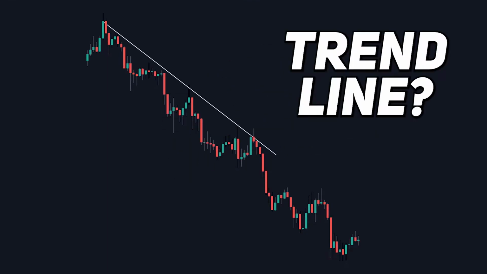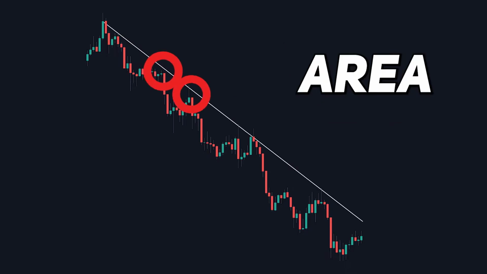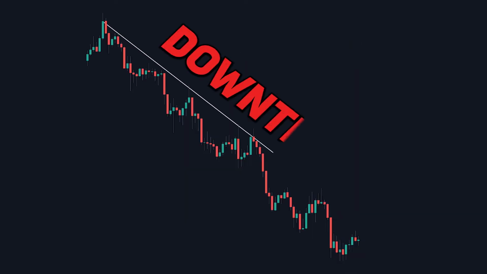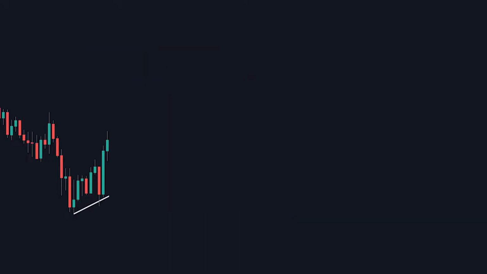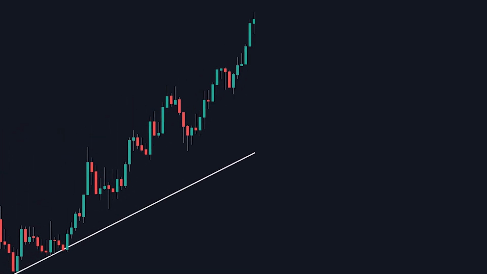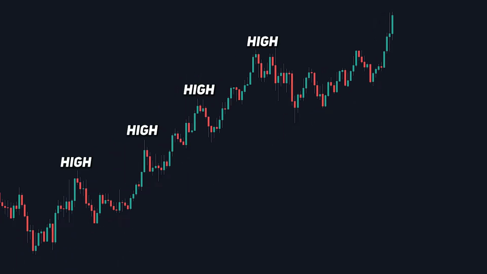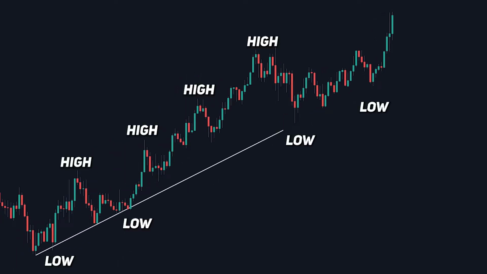Well, the simplest way to put it is that a trend line is an area of support or resistance during an uptrend or a downtrend. Markets in uptrends move up and then have a pullback, then they move up again and have another pullback and repeat this process over and over again. What this creates is highs and lows, which we can use to draw trend lines.